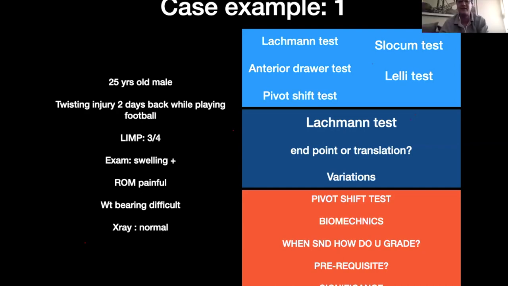So there are various variations. This is what I can think of at the moment. There are three main variations, and they are done for very heavy patients or when the doctor himself has very small hands, so that the normal Lachman test is very difficult to do.